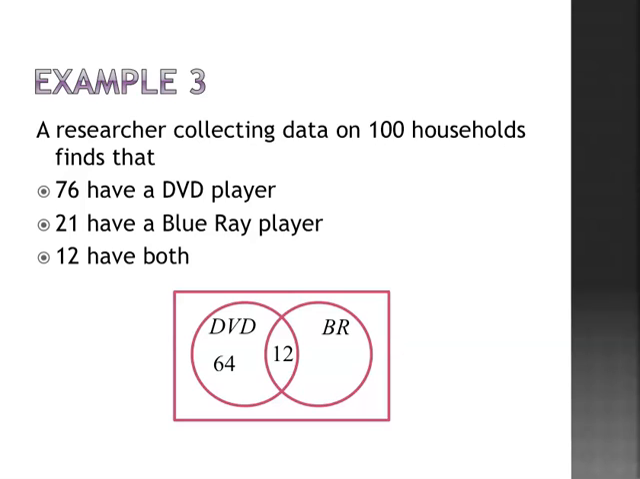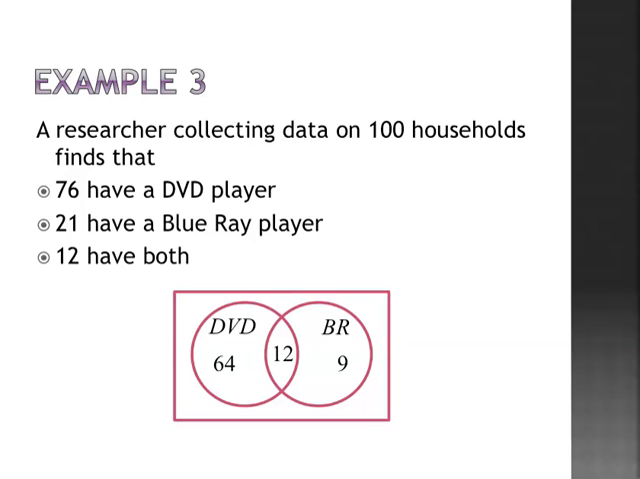We'll do the same thing with a Blu-ray player. So 21 have a Blu-ray player, but not just a Blu-ray player. So we are going to subtract out the 12 that have both. So 21 minus 12 leaves us with 9. So again, notice how now we've represented the people who have just a Blu-ray player, the people who have both, and you can still see altogether how many people have a Blu-ray player.